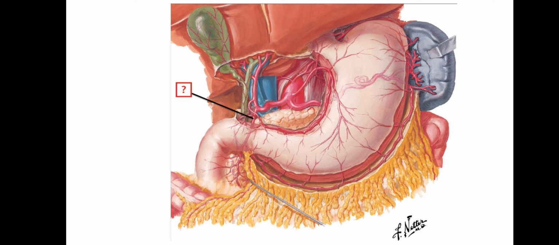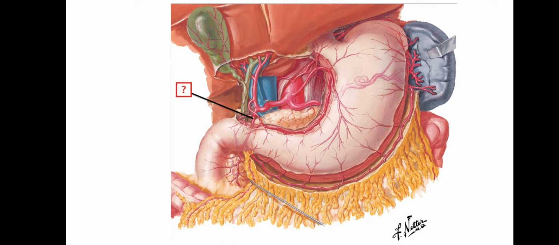The splenic artery is the largest branch of the celiac trunk, and you can see it here running on the posterior aspect of the stomach, on the superior border of the pancreas, having a very tortuous course. So what are its branches?